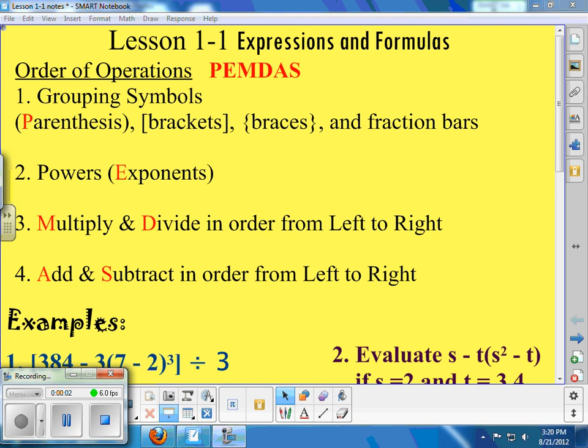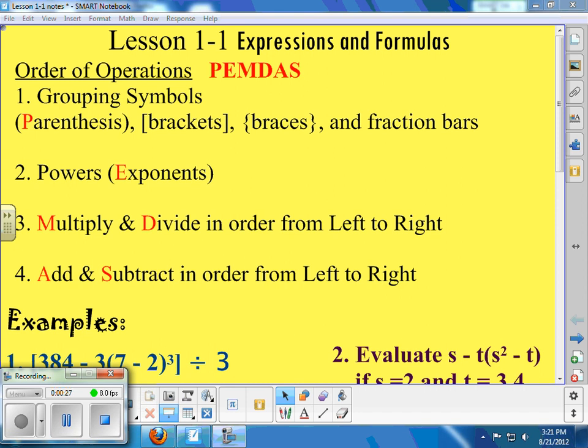Lesson 1-1, Expressions and Formulas. We begin by discussing the order of operations, which most of us know as PEMDAS. P parentheses, E exponents, M multiply, D divide, A add, S subtract. And again, most people think that we have 6 steps in the order of operations, but really there are only 4 steps in the order.